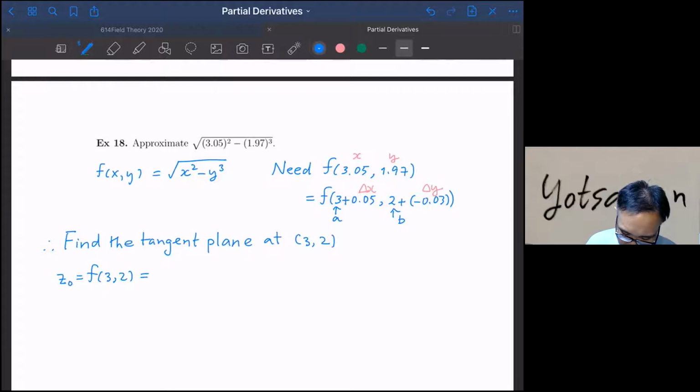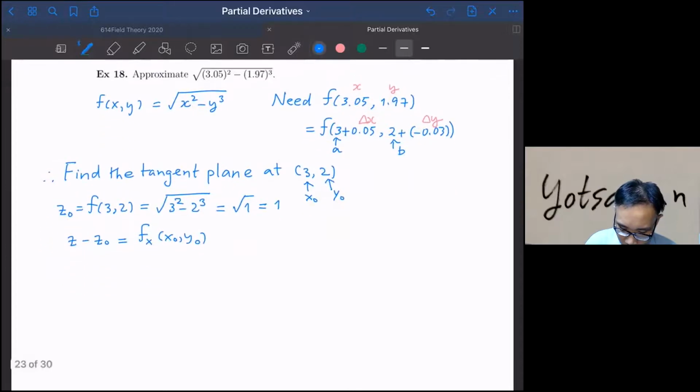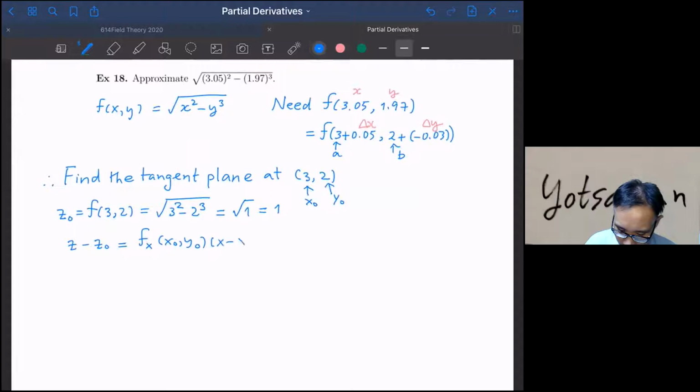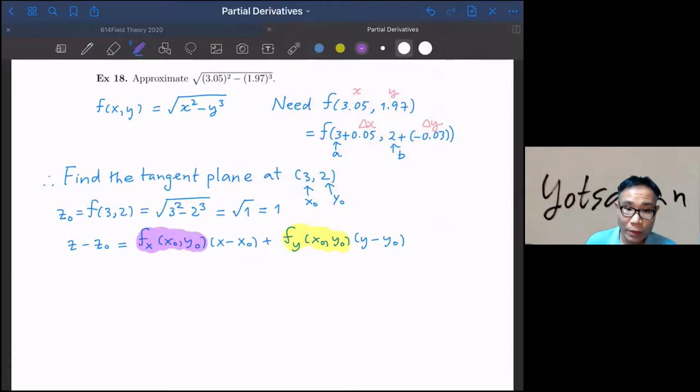In this case, it's going to be what? The square root of 3 squared minus 2 to the third. So it's going to be root 1, and root 1 equals 1. And this guy is your x0, y0. So we're going to have z minus z0 equal to fx(x0, y0) times (x minus x0), plus fy(x0, y0) times (y minus y0). So that is going to be the thing that we're going to find next.